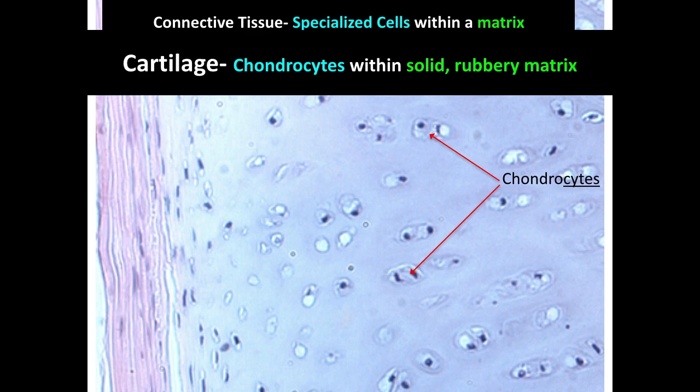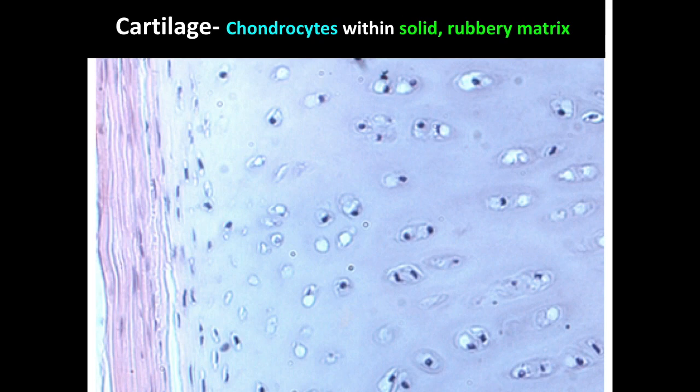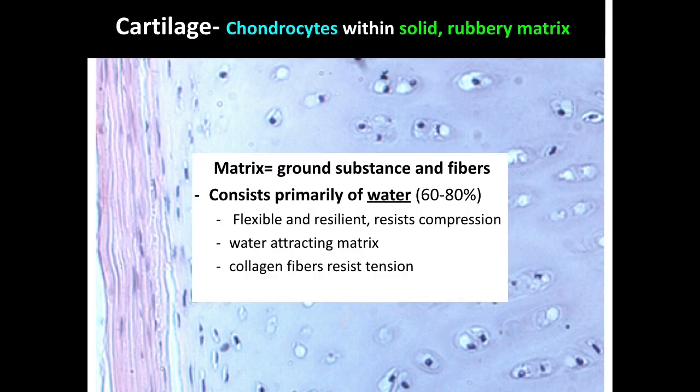So these specialized cells are chondrocytes. The matrix is a solid, rubbery matrix. So if the fibrous connective tissue we talked about last time is more like a tough fabric, cartilage matrix is more like a hard rubber. So this cartilage resiliency is due to its ability to hold tremendous amounts of water.